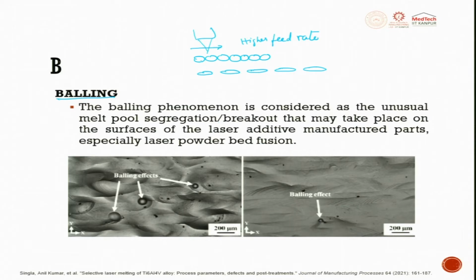When we try to move at a faster rate, and when the feed rates are low, you will have an overlap of the spot. This is at a lower feed rate. When you have a higher feed rate, you will have a mark which is made like this. When this happens, the material melts and its surface tension dominates, it rolls and makes small balls. So, this is a major defect which comes while using laser in powder bed fusion.